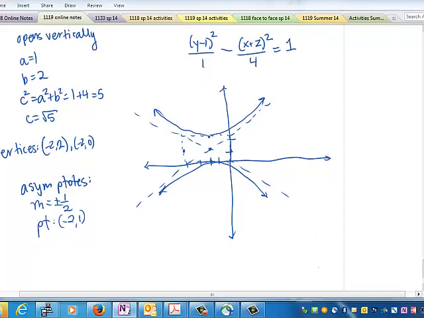So the equations will be y minus 1, we're using point slope form, so y minus y naught equals the slope, positive or negative 1/2, times x minus x naught. In this case, that's x minus -2, so x plus 2. If we solve for y, y equals 1/2 x plus 2 plus 1. So we've got the graph, we've got the vertices, the center, everything looks good.